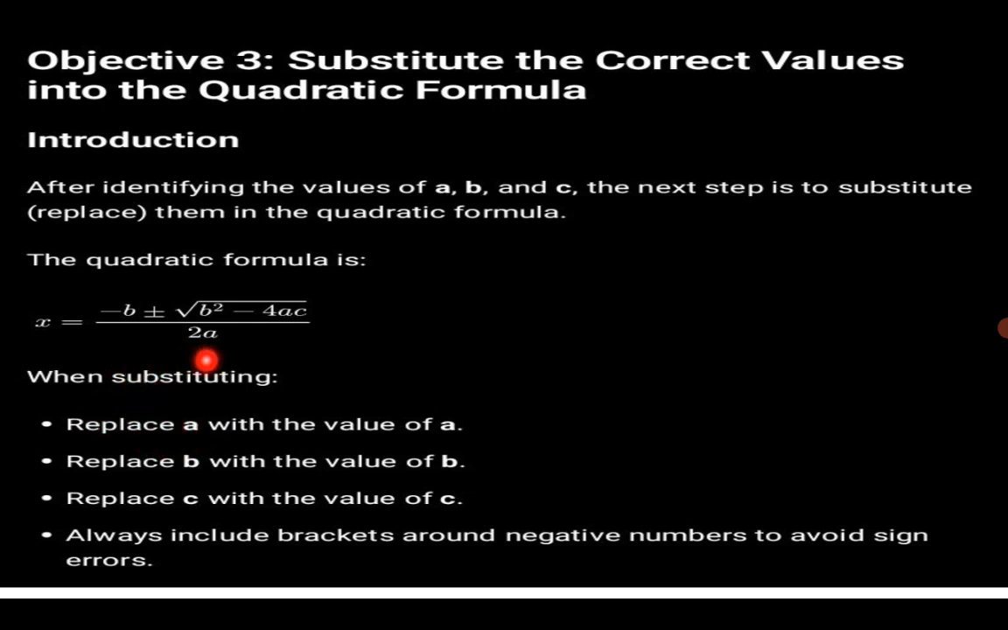So having identified the values of a, b, and c, you substitute those values into this expression, into this equation. So we are saying x will be equal to minus b plus or minus root of b squared minus 4ac divided by 2a. So you replace a with the value of a. Don't mix these up. Replace b with the value of b. Replace c with the value of c. And always include brackets around negative numbers to avoid sign errors.